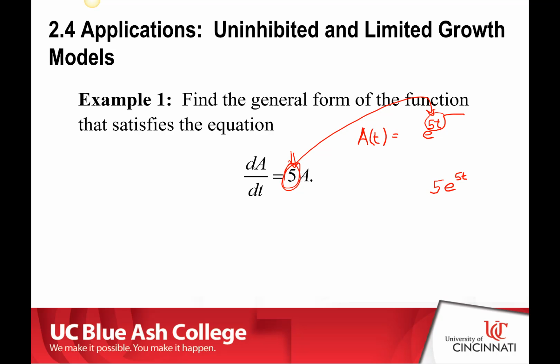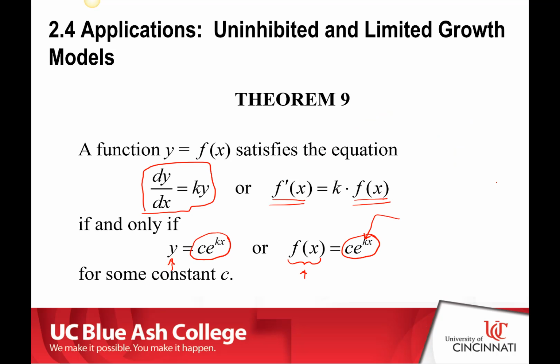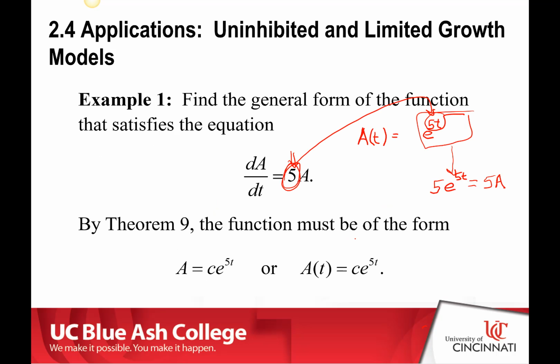The other thing that we can take a look at here is this 5e to the 5t really is 5a, because a is this whole deal. You can replace that part, and what you're going to get is 5 times a. Once you have that done, if you go back to the original, notice that there is also a constant out front, c. We've got to deal with how to get that.